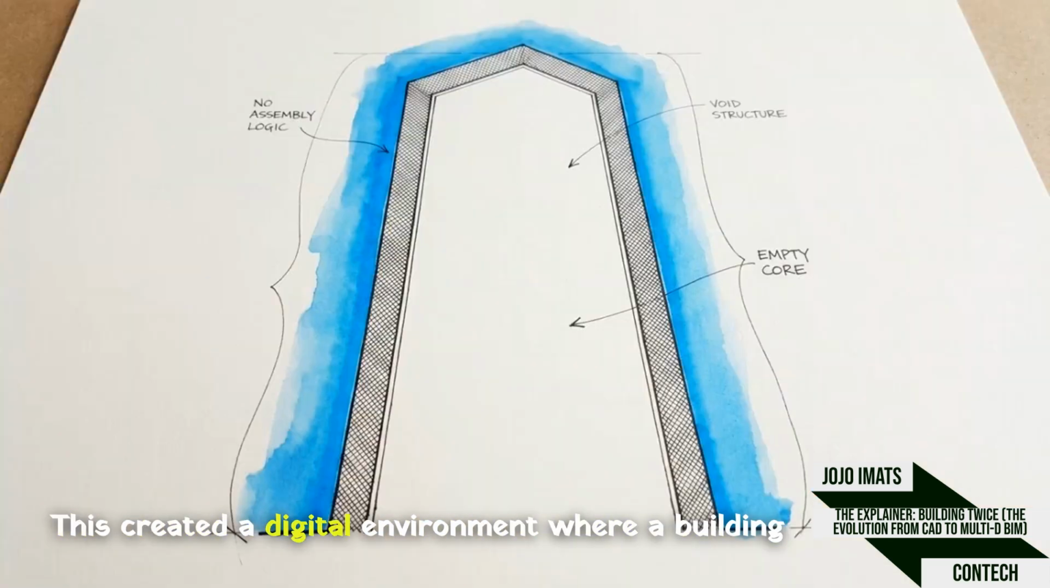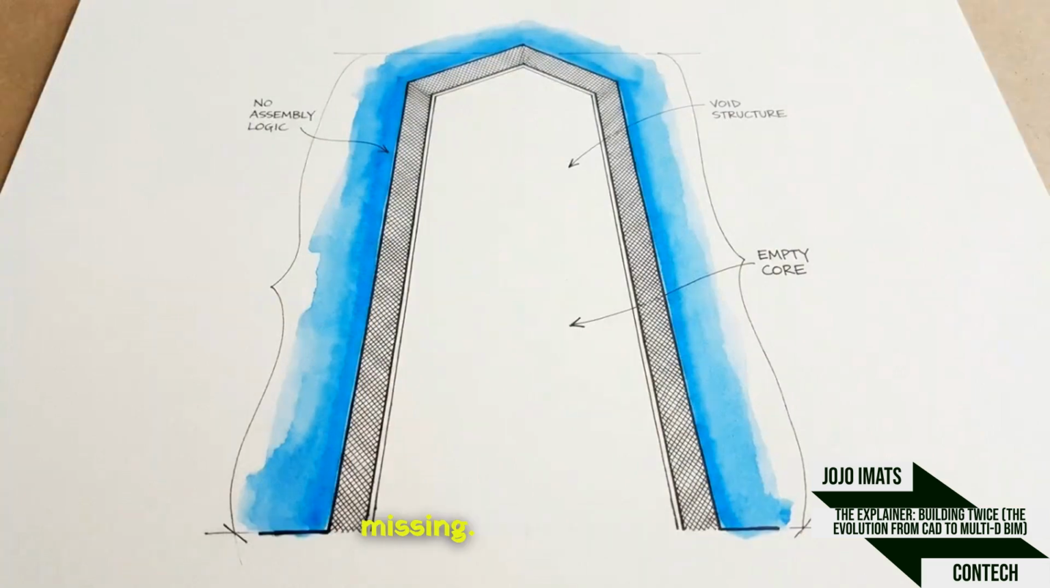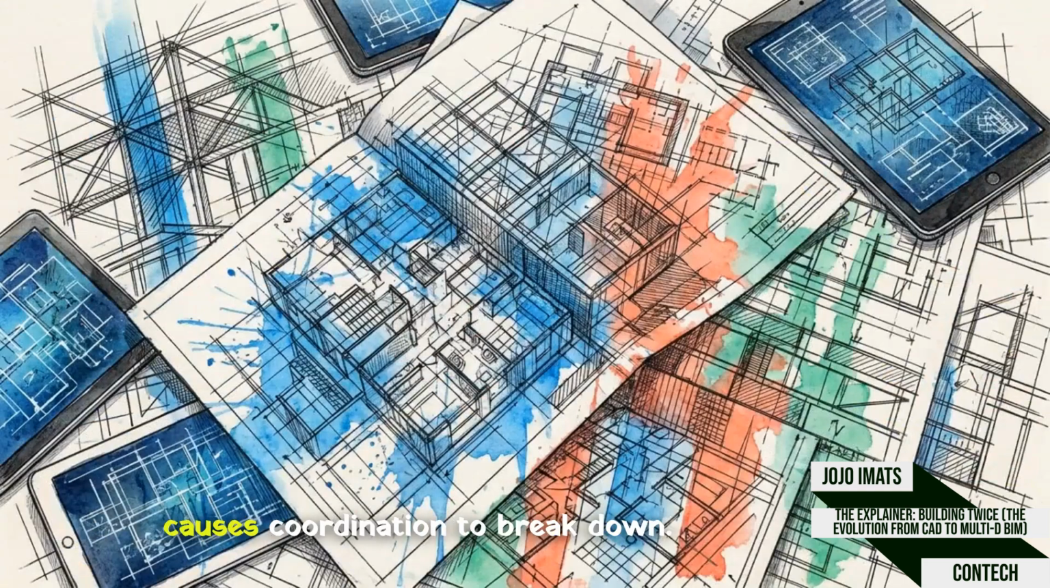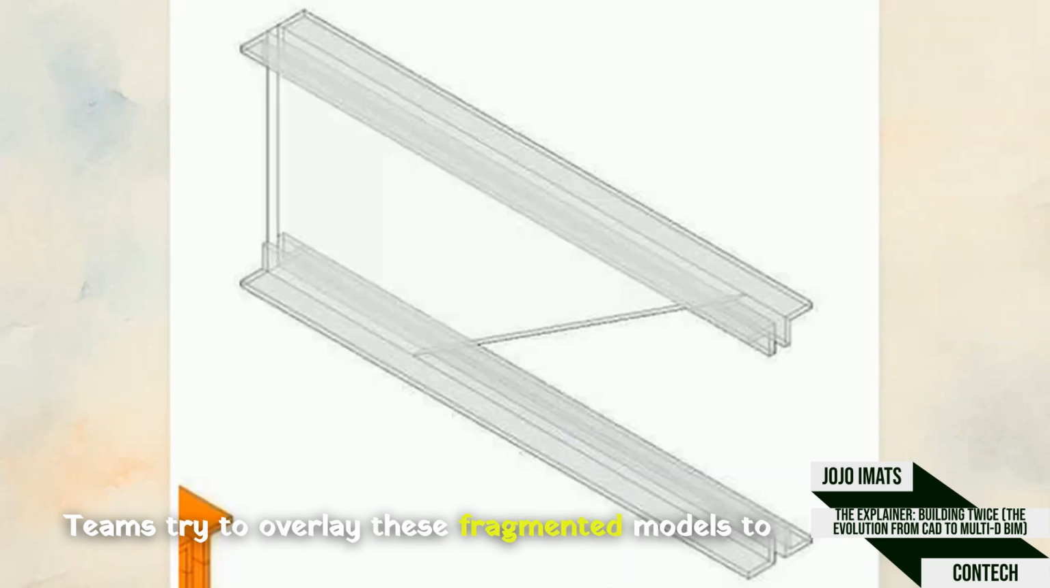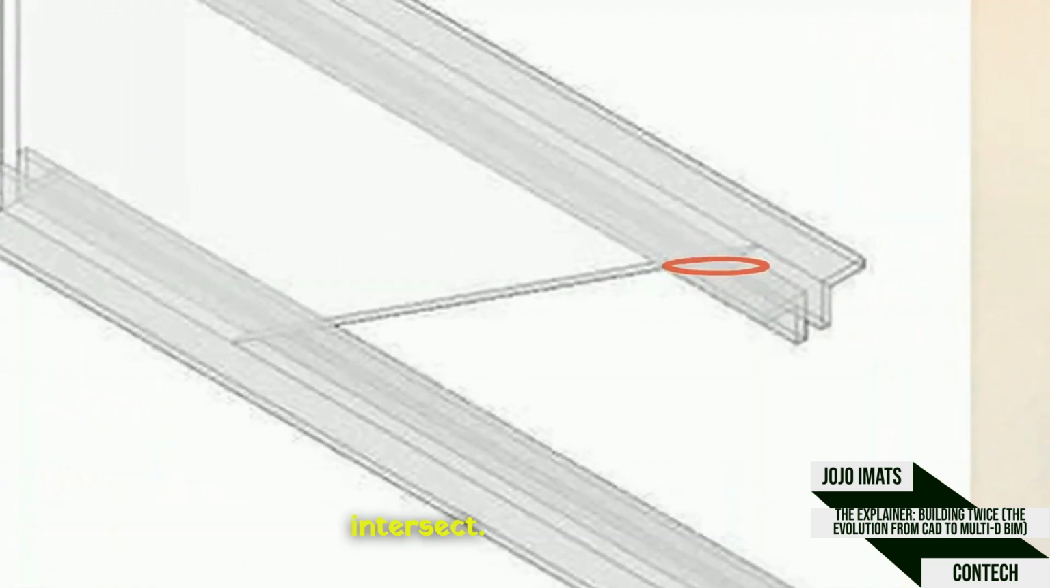This created a digital environment where a building's physical intelligence, its materials and physics, was missing. When architects, structural engineers, and mechanical contractors generate isolated CAD drawings for a single project, the lack of data causes coordination to break down. Teams try to overlay these fragmented models to check for spatial conflicts, but the software often fails to recognize when physical systems improperly intersect.